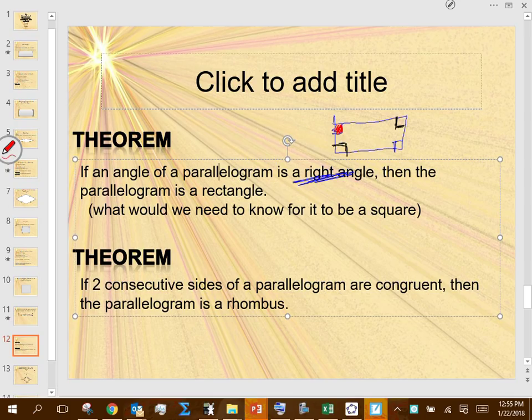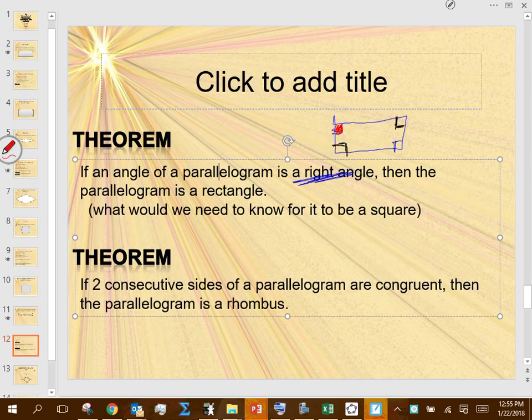But would that theorem be true if I said if an angle of a quadrilateral is a right angle, then the parallelogram is a rectangle? Would that work? Is a quadrilateral the same thing as a parallelogram? No. So that's not going to work. That parallelogram word has to be there. They interchange parallelogram and quadrilateral all the time, and a lot of people think quadrilateral is the same thing as parallelogram, or parallelogram is the same thing as quadrilateral. They're different words, so they have different meanings, right? Make sure we understand that.